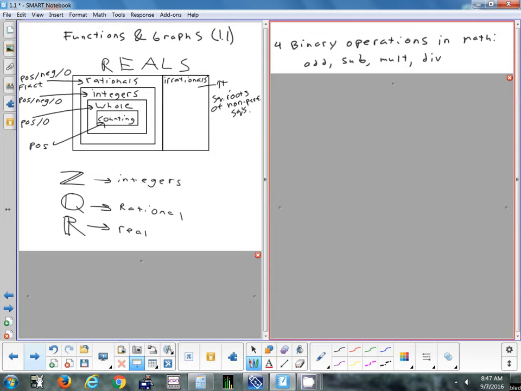Can anybody think of an operation in math where you don't need 2 numbers? Yeah? Doing something to a power. Yeah, raising to a power. You don't need 2 numbers to do that. Yeah. Square root. Yep, a square root. I could just say take the square root of 10. You don't need 2 numbers to do a square root. That's not a binary operation. These are the 4 that are.